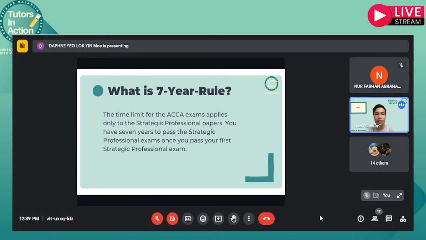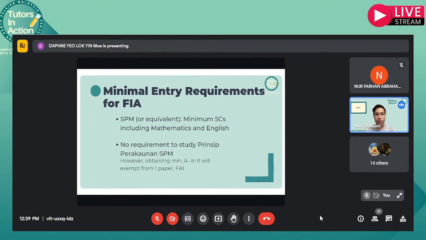Moving on to the next slide. Okay, for FIA, Foundation in Accountancy, if you are an SPM student, you have to obtain a minimum of 5Cs, including mathematics and English. And there is no requirement to study principles of accounting in SPM, because ACCA FIA will teach you again from the beginning, from zero, about principles of accounting.